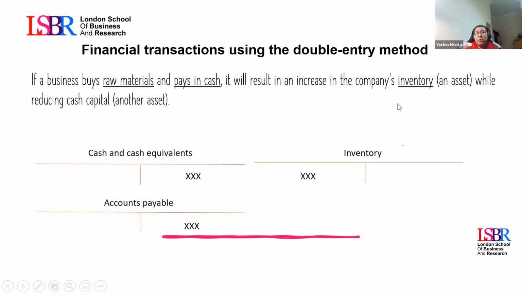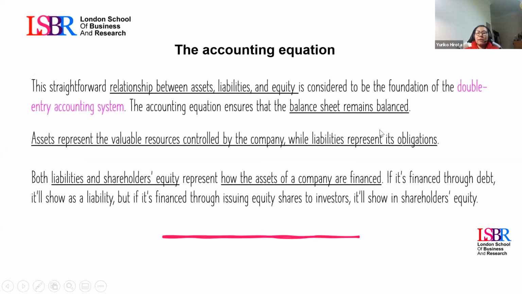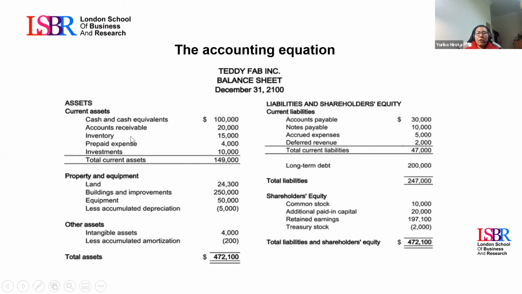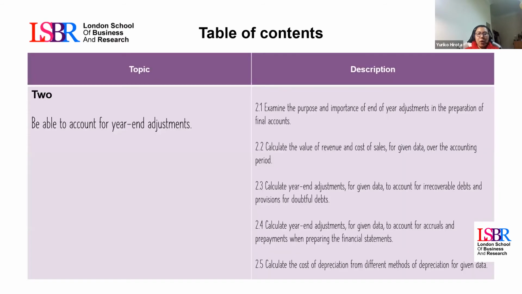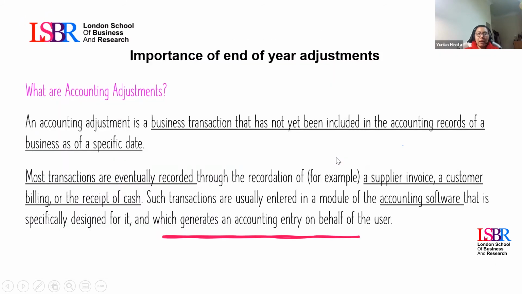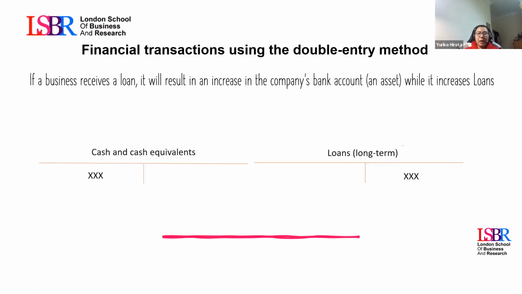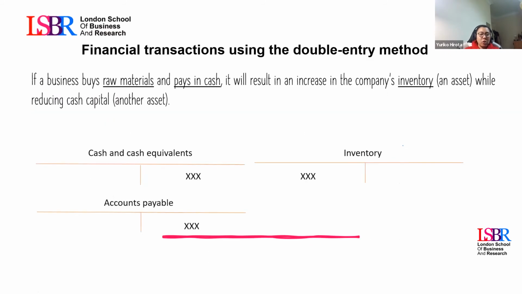But if we say, okay, I'm not going to pay you now, I'm going to pay you in 3 months, it would represent an account payable. So in that case, we are going to increase my inventory and I'm going to increase my accounts payable. Why? Because I'm not paying right now, I'm going to pay in the future. So these are the two examples of the double entry and the accounting equation.